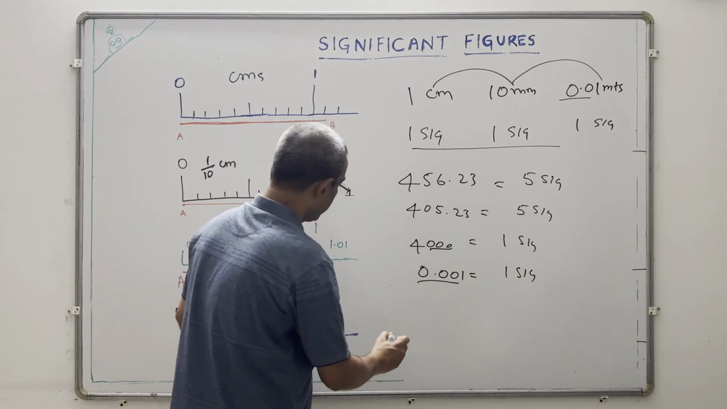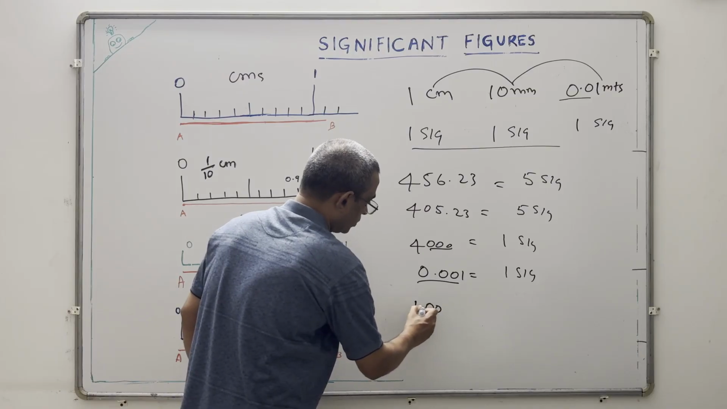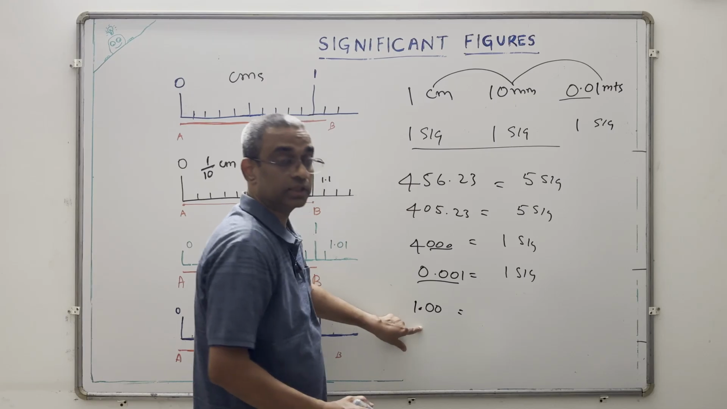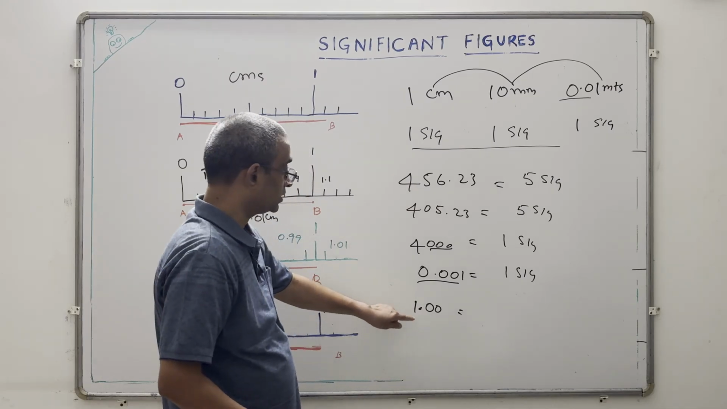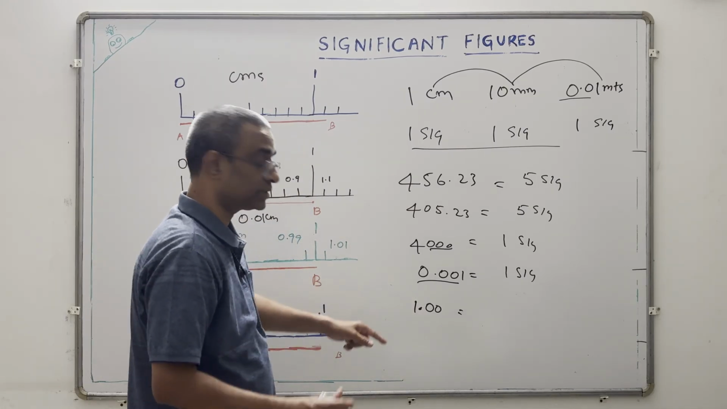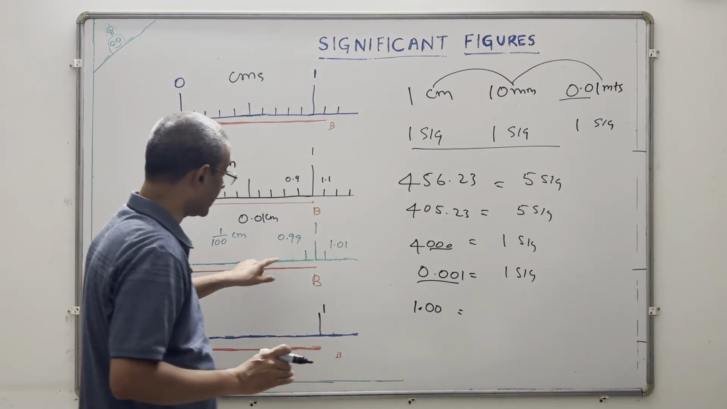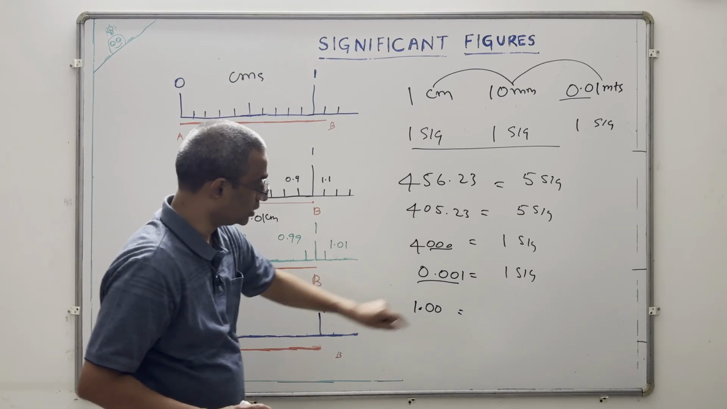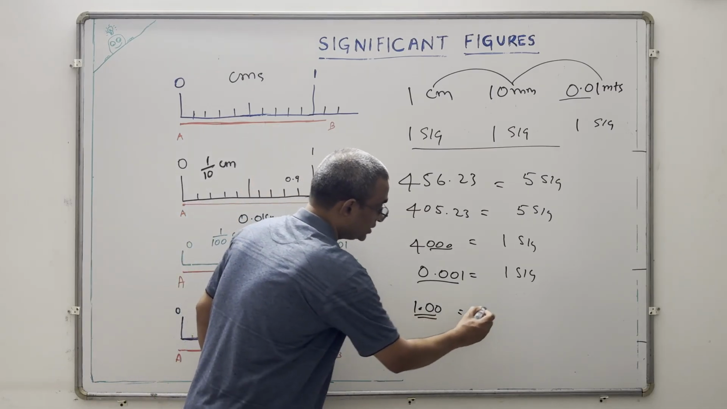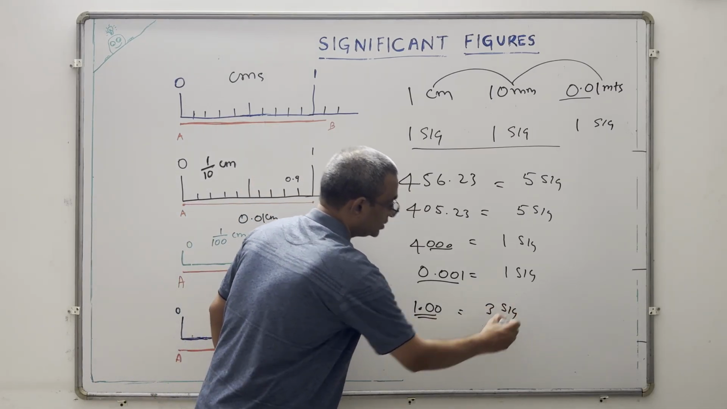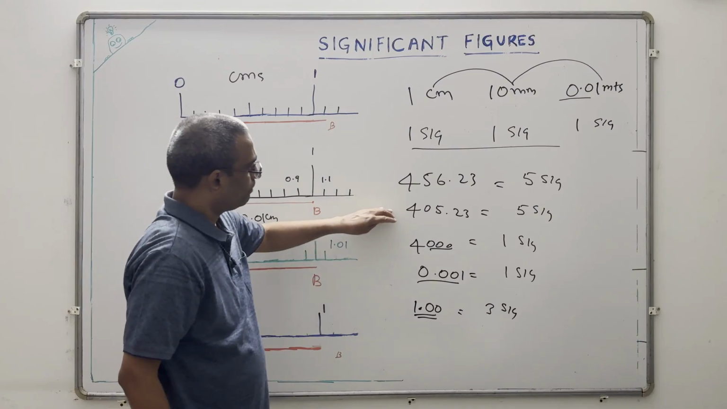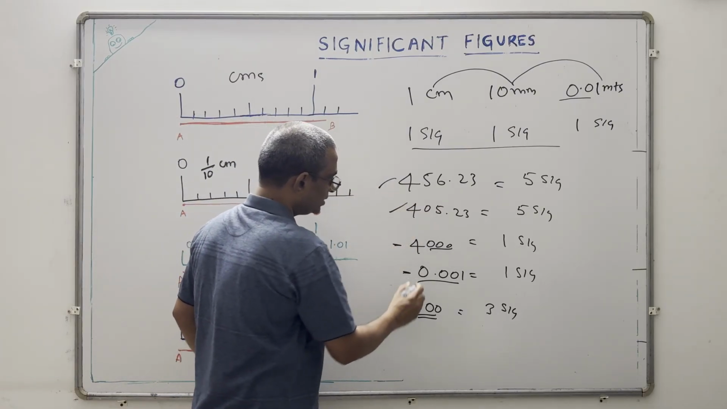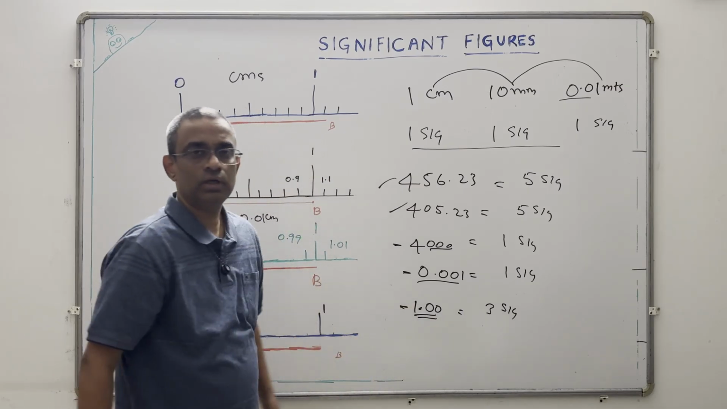But 1.00, now this cannot be ignored, because when somebody wrote it like this, it means they were precise, that they had a scale and that they were able to go up to 1.00. So this cannot be ignored. So this has 3 significant figures. These are easy to remember, but this and this, there is some confusion.